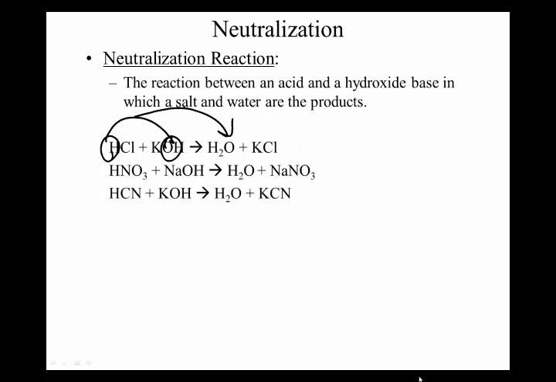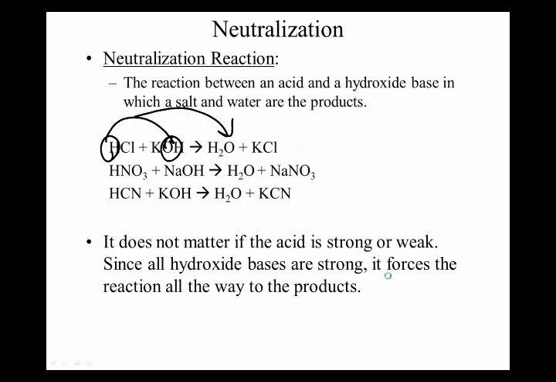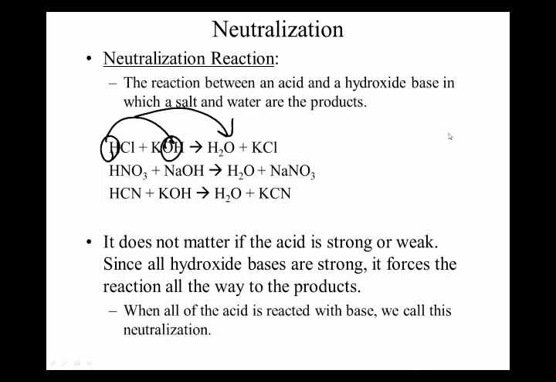If I have HCN and KOH, the hydroxide grabs the H, and then you make water, and then you've got K and CN to make potassium cyanide. It doesn't matter if the acid is strong or weak. Since the hydroxide is a strong base, it forces the reaction all the way. It gobbles up all of the hydrogens. When all the acid has reacted, we call it neutralized.